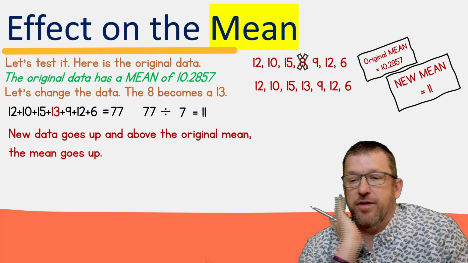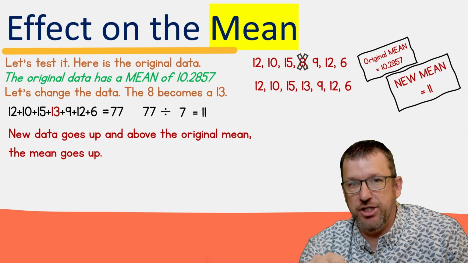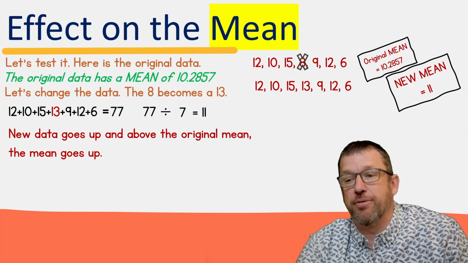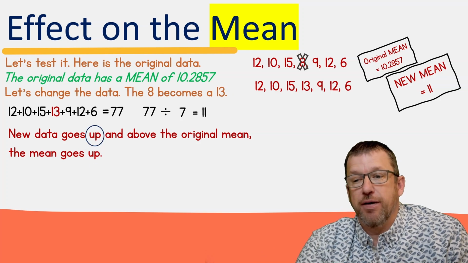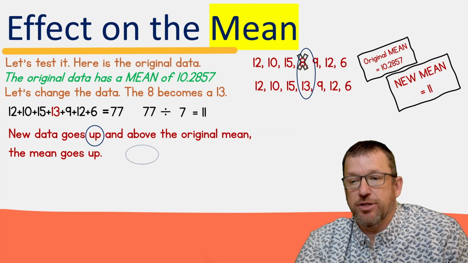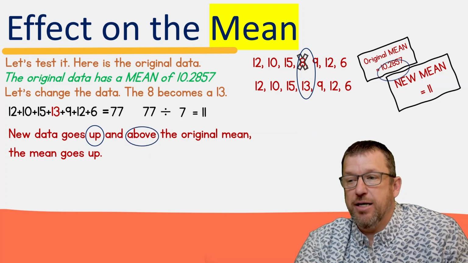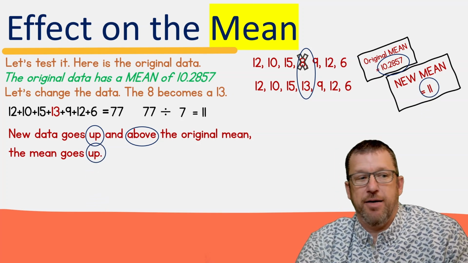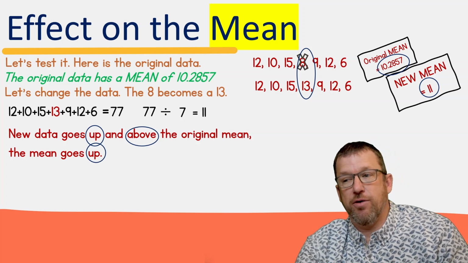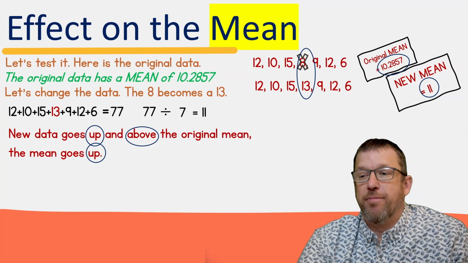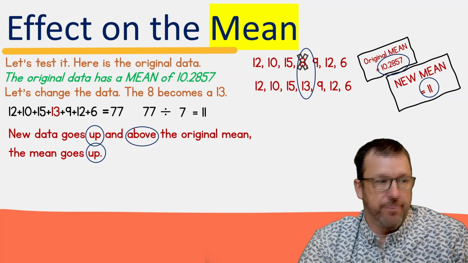So that means if we change or add a data point that makes the data go above the original mean, then the mean is going to go up. We went from 8 to 13, which means it goes up. So our mean went from 10.2 up to 11. So altering the data and making it larger would make the mean go up. Altering the data and making the data smaller will make the mean go down.